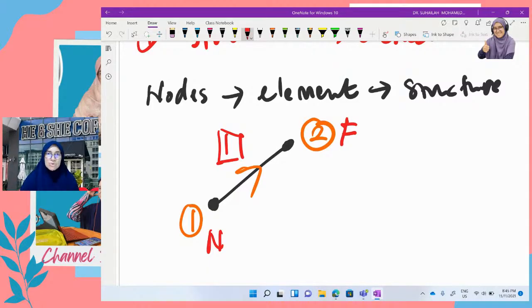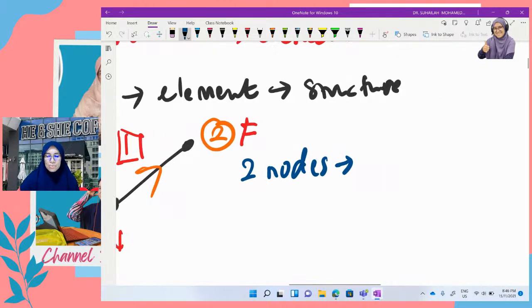In order to build a structure, for example using software, we start with one node, and then we extend to another node, and then we join two nodes as one element, and then we continue to have many elements in the structure. When finished, we will have the structure. To understand more, it is actually like this: two nodes is one element.